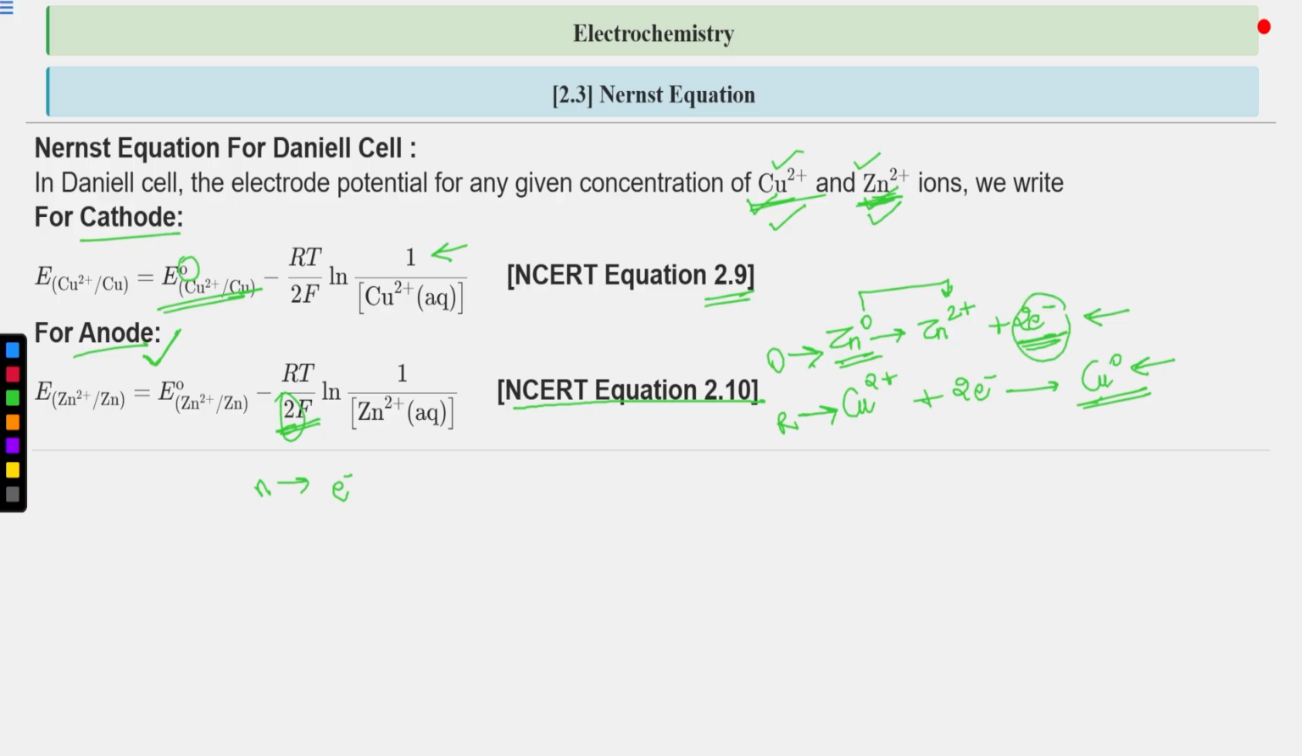Why? Because 2 electrons are gained or lost by the elements undergoing the oxidation or reduction process. That's why we take N as 2 in both cases. And these are equations 2.9 and 2.10 marked in the electrochemistry chapter in the NCERT textbook.